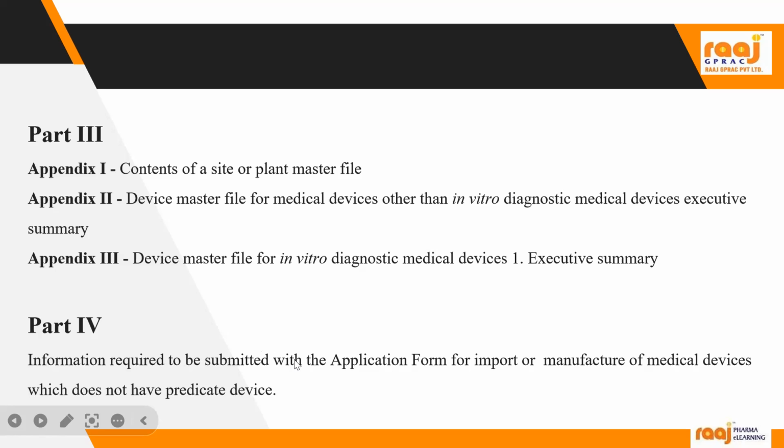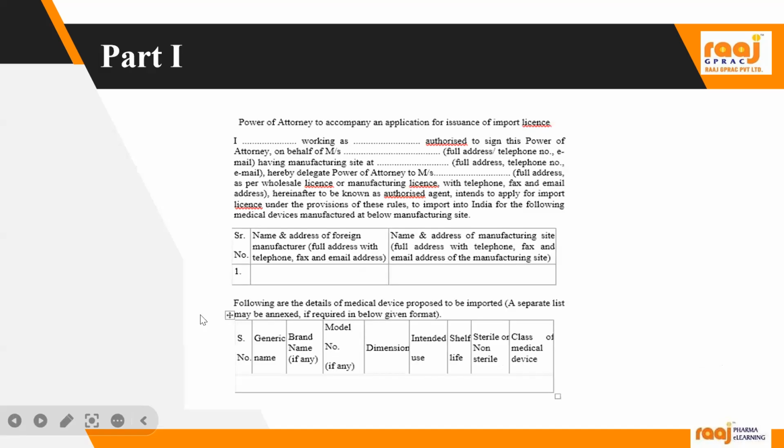When there is no predicate device, it is considered as your own innovative product. You can apply for a patent also, and you have to collect lots of data through clinical trials and prove that it is safe, and then go forward with your innovative device. Huge documentation will be required.